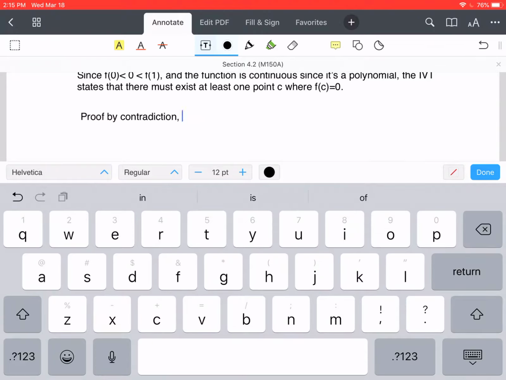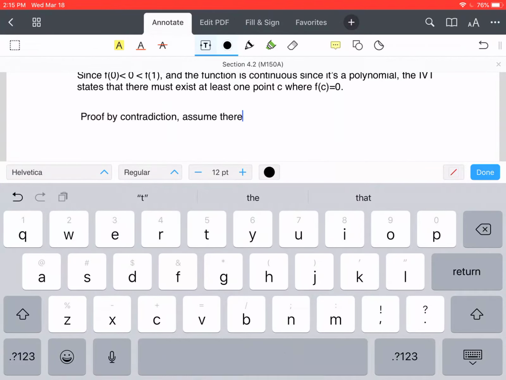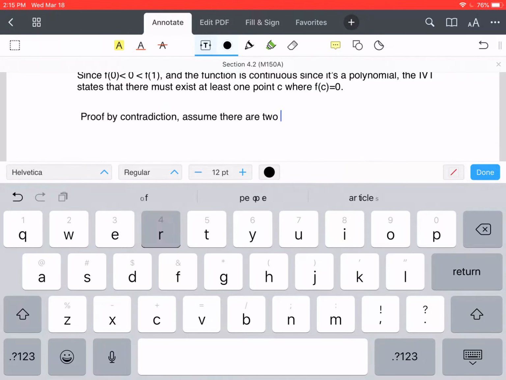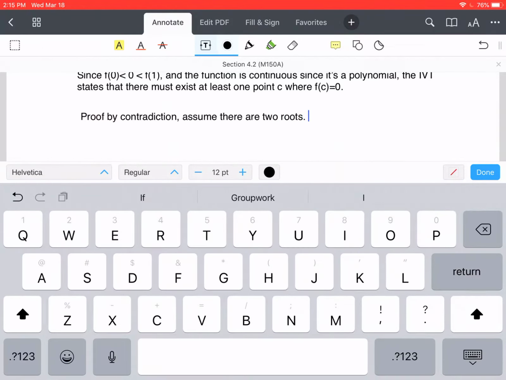So we're trying to assume basically a false statement. And then by the end of the proof, we come up with some sort of reasoning or actual proof that the statement we started with is false. Therefore, the opposite must be true. Okay? So in this case, we're going to assume there are two roots. So we're going to assume that there are two roots, and somewhere along the line here, we're going to come up with some sort of contradiction, some sort of false statement that tells us conclusively there cannot be two roots. There must be only exactly one.